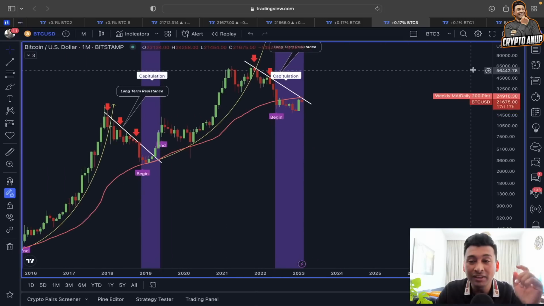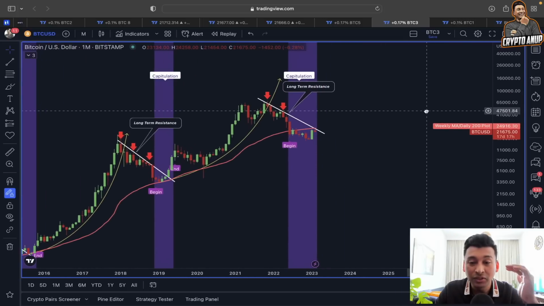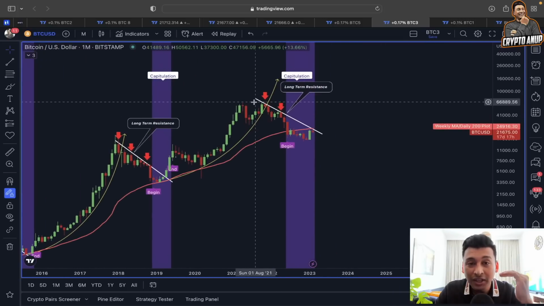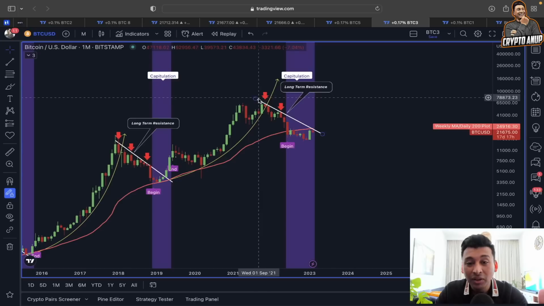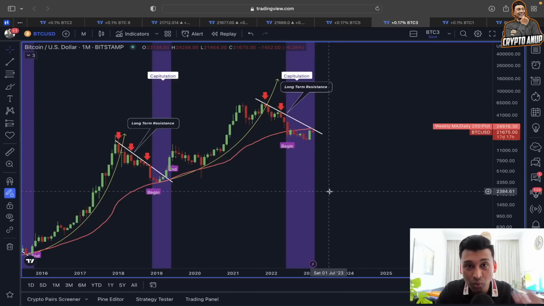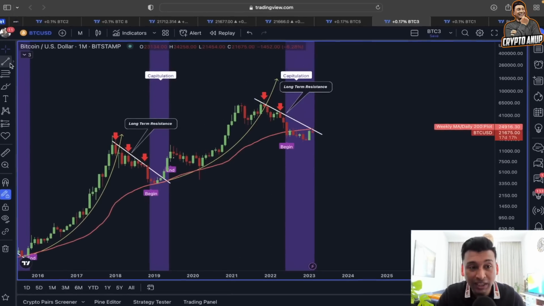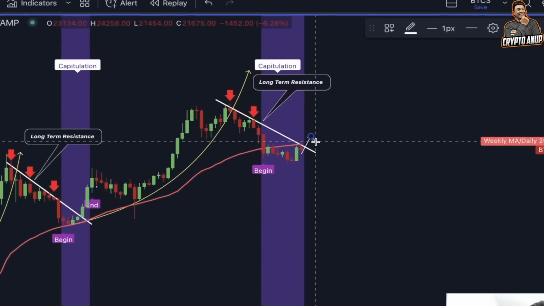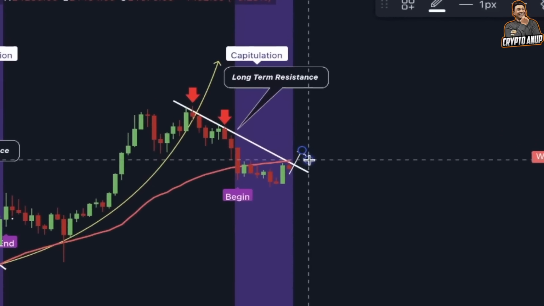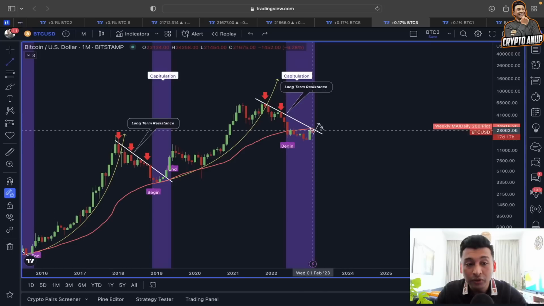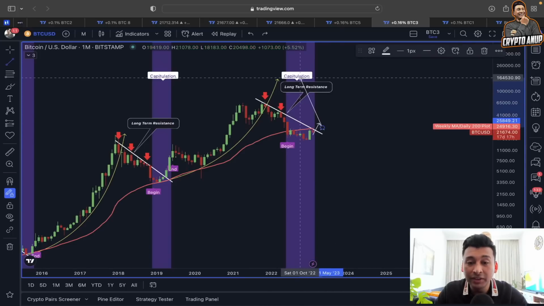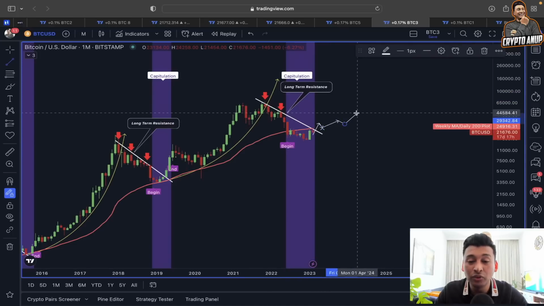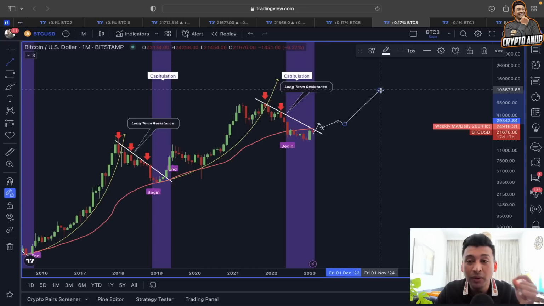So in our case, if you look at this current scenario, the price of Bitcoin is still getting rejected around this long-term resistance line. We are also below the 200 weekly moving average. So what we need here is the price of Bitcoin to break out of this long-term resistance line and also find support above the 200 moving average, because by doing that we are going to end this capitulation phase, and price after that could be preparing itself for this new markup phase.